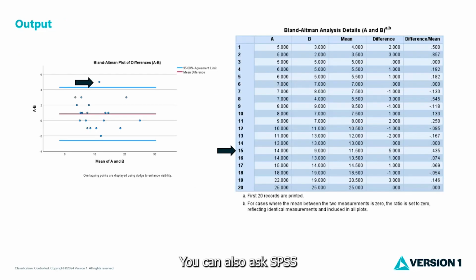You can also ask SPSS to print the details of your analysis. And what we see is the results from our data. We can see we've got 20 respondents. For example, if we look at respondent 1, we can see their scores on measurement technique A, measurement technique B. We can see the average of these two scores, the difference, and the difference divided by the mean. Below this table, we'll receive the Bland-Altman plot, which we can examine.